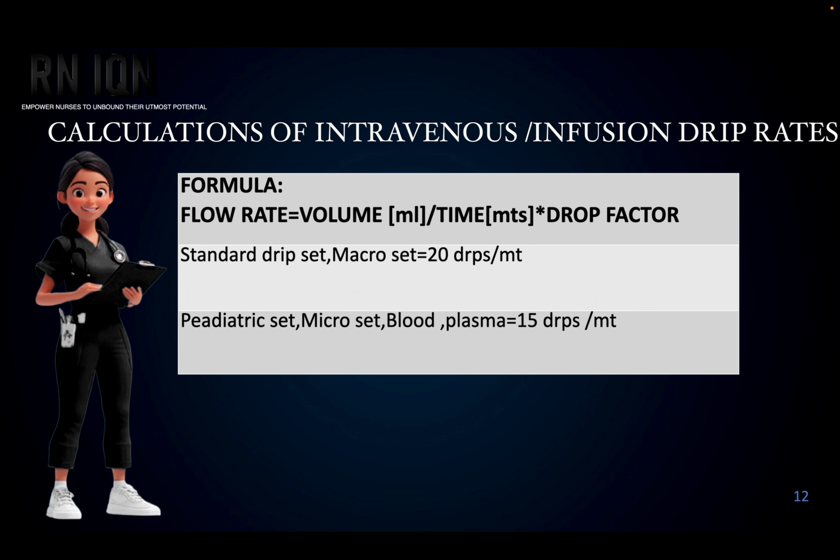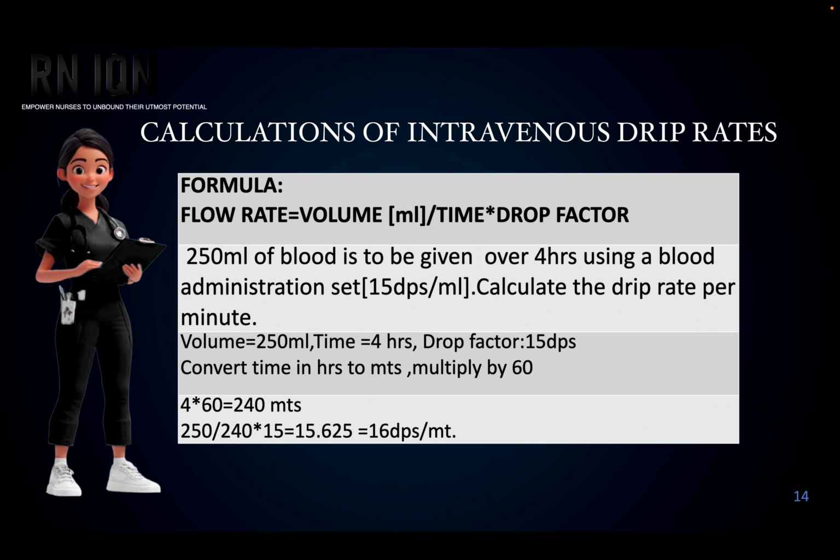Okay. If a pediatric set, micro set, or if blood or any blood products are being administered, then the drop factor is 15 drops per ml. Always pay attention to these details as they determine which drop factor to use in this formula. Moving further with another question.